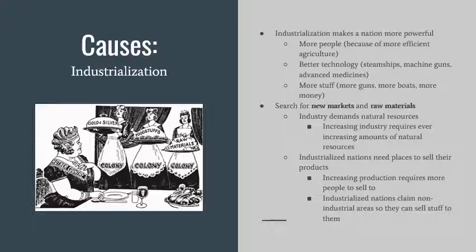Now, these industrial nations also need markets, or places to sell their products. As industrialization goes on, countries are making more and more stuff. But for all of the new things that you're making, you also need more people to sell them to. And because there's only a limited number of people in any given country, at a certain point, you're going to need to start selling to other types of people. So in the second half of the 19th century, industrialized nations started to claim other areas and began to sell their stuff in those areas.